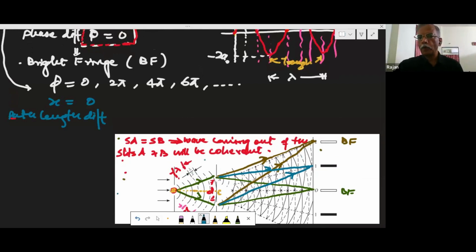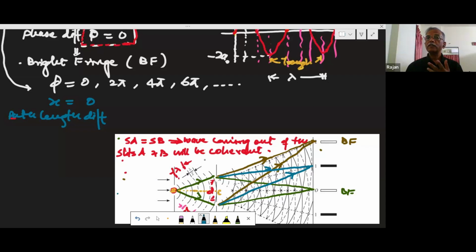We had seen that there is no path length difference for the rays arriving at O, the center of the screen. Correct? It is along the same horizontal line, right from the source to C to O. So definitely there is no path length difference. X is 0, corresponding to that phi is 0, and we are getting the central bright fringe.